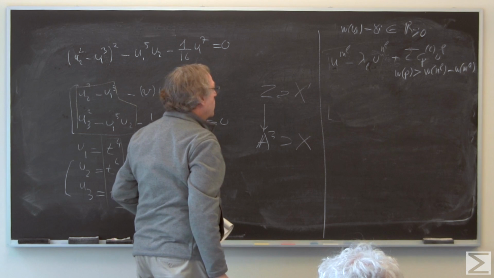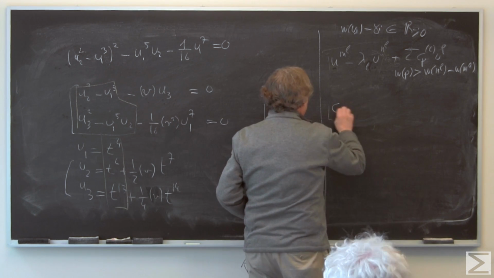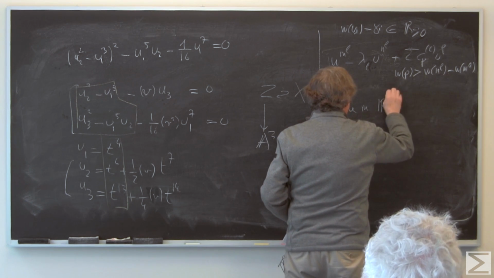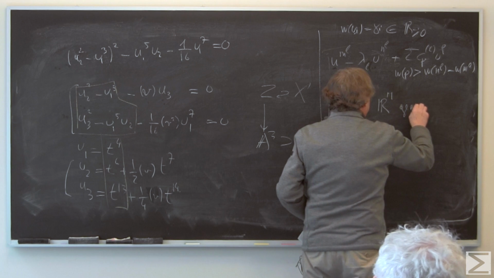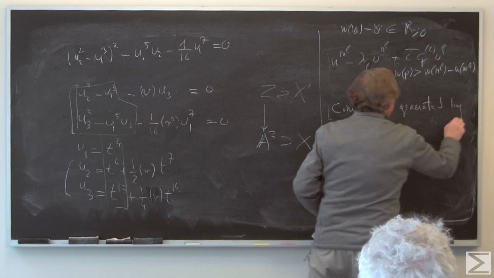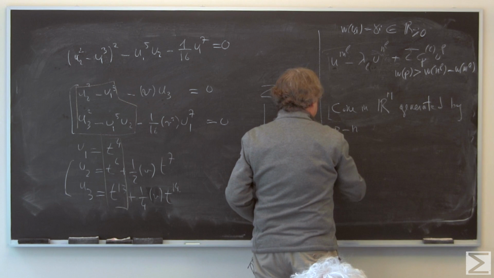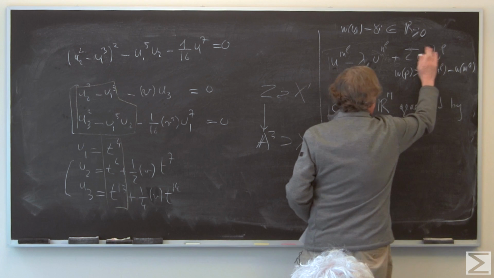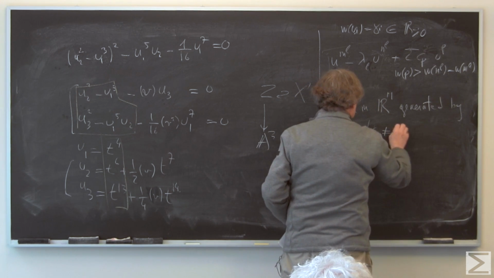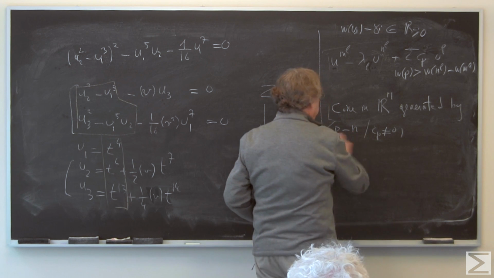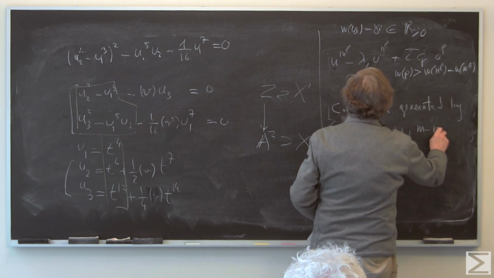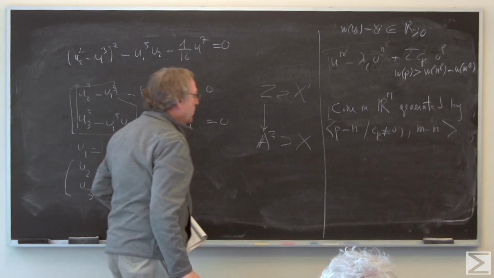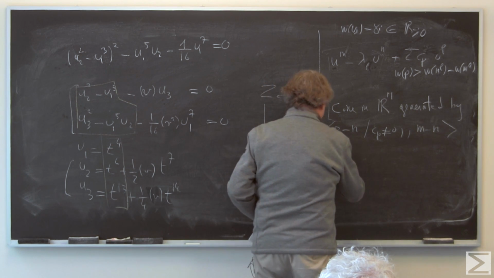And we want to say something. So let us look at the cone in R^M, M being my number of variables, generated by the vectors P minus N, such that, of course, Cp. I erase the L because I have only one equation. So the cone generated by all these differences and M minus N. Let's call this cone E prime.